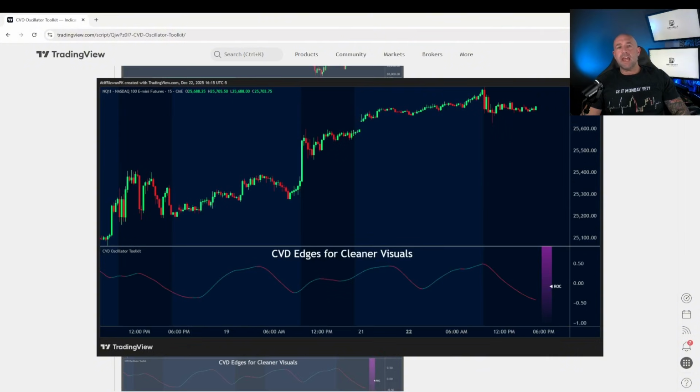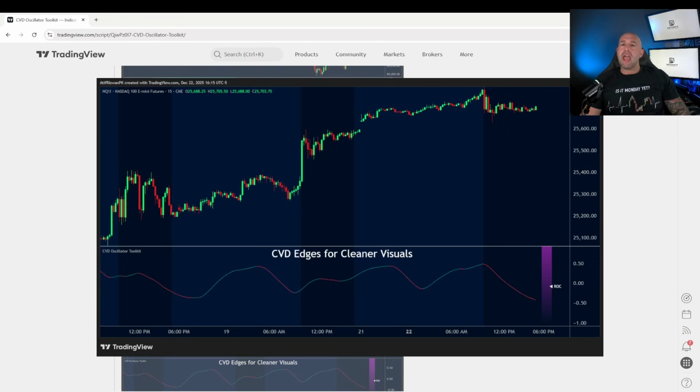This is the CVD edges, clouds, and highlight candles. And we'll start with the CVD edges. This feature adds a thin directional outline around the oscillator body. Now, this is designed to emphasize the current directional volume bias without overpowering the main visual structure. The edge acts as a subtle visual guide, reinforcing directional dominance while keeping the focus on the oscillator itself.